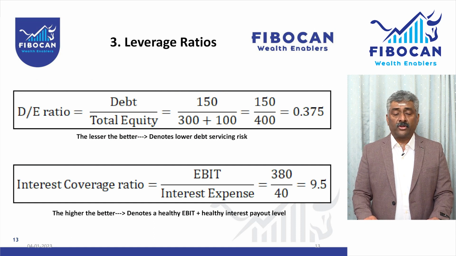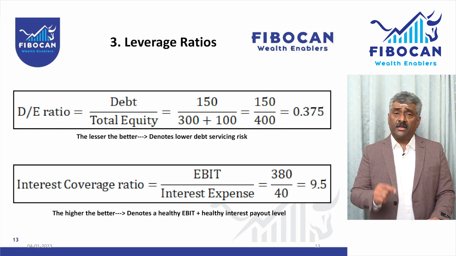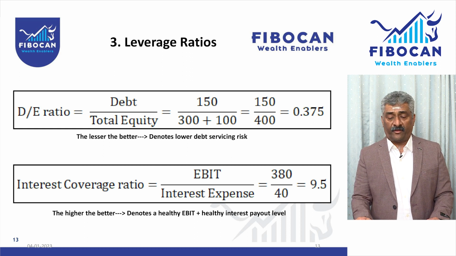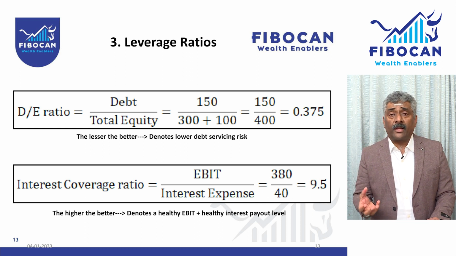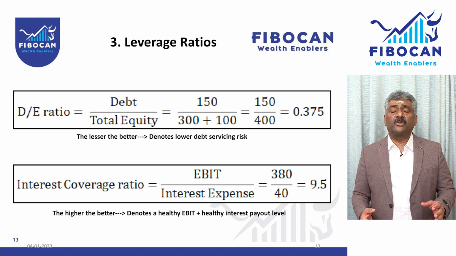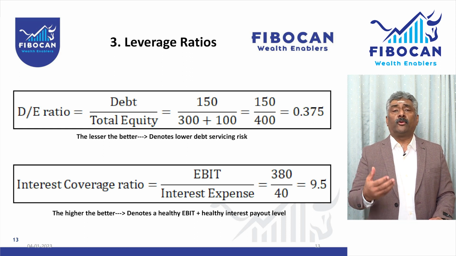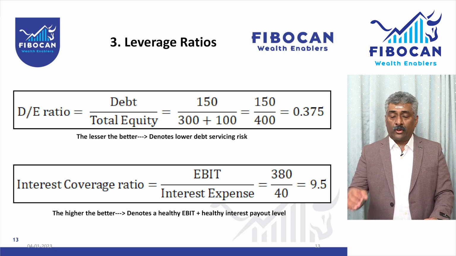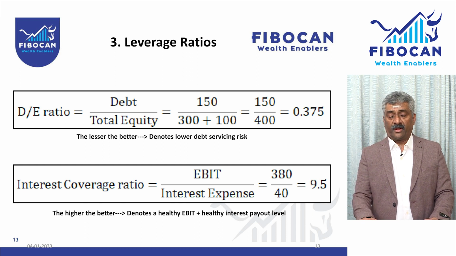Leverage ratios. So debt by equity. In this example it is 150 by equity, where equity is equity plus reserves and surplus, 300 plus 100. 150 by 400 is 0.375. The lesser the better, because that means we have a lower debt to service. It is simple. In your household, if you pay more debt, then that affects what you will eat, what you will enjoy, going to movies, or what you will contribute to your education or enhancing your family value. Hence, debt has to be lower. Lower denotes lower debt servicing risk.